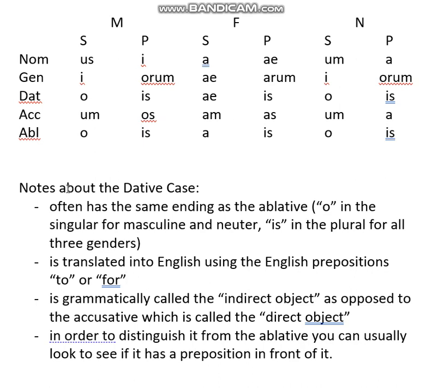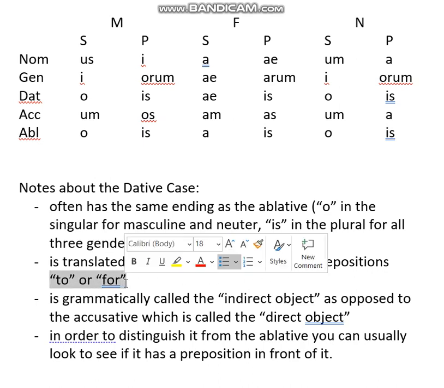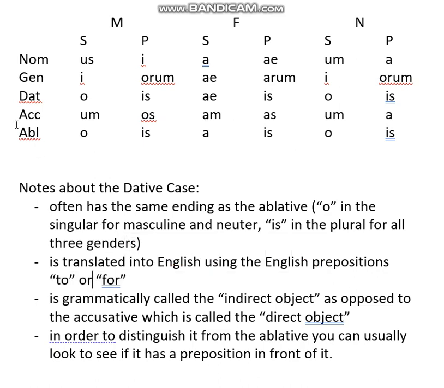Usually, when you're translating a Latin dative case, the best way to do it is, if you find a word with a dative case, you translate the meaning of the word, and then you put the word to or for in front of it. Those are the two English prepositions which you use to translate the dative case.